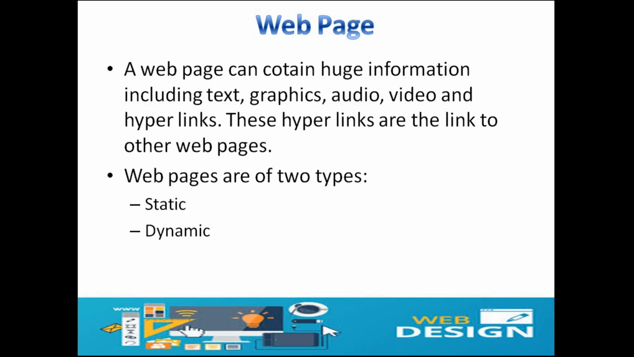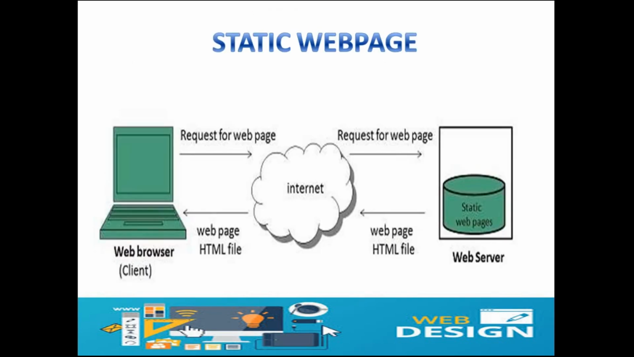Web pages are of two types: one is static and the second one is dynamic. So let's understand what a static web page is. Static web pages are created using only HTML. Static web pages are only used when the information does not need to be modified. Static means stable. That means you don't want to make any changes to that content.